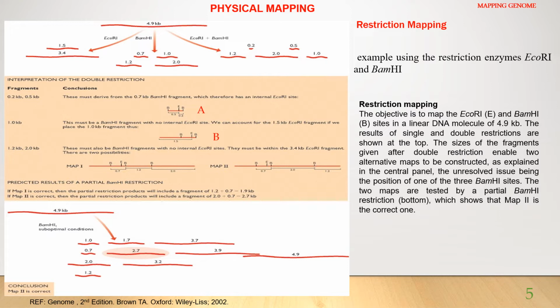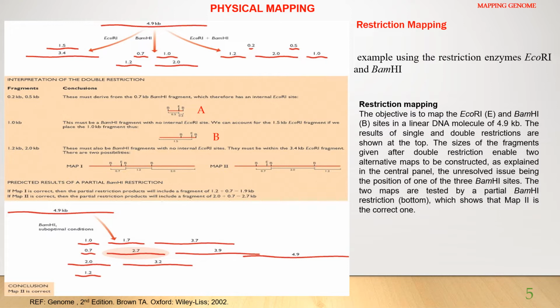Here, the 4.9 kb clone DNA is partially digested with BamH1. It means the reaction is stopped before completion by reducing the incubation time. This would result in only some restriction sites of BamH1 being cleaved.